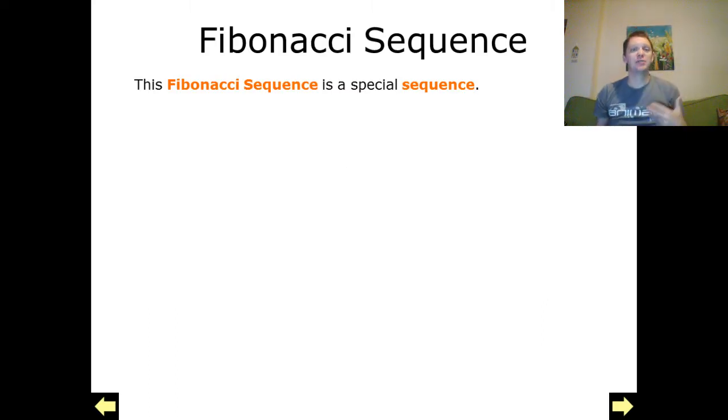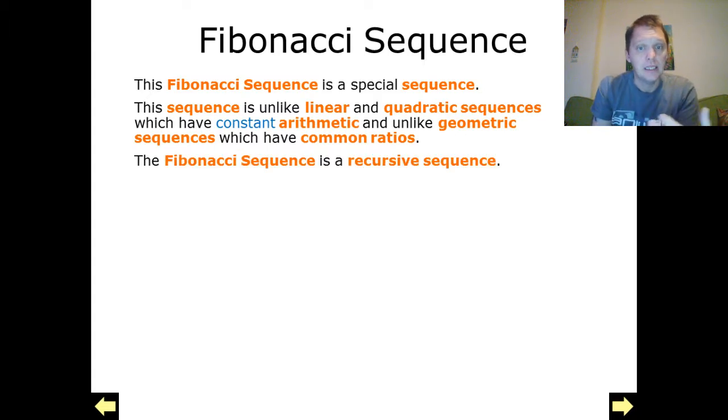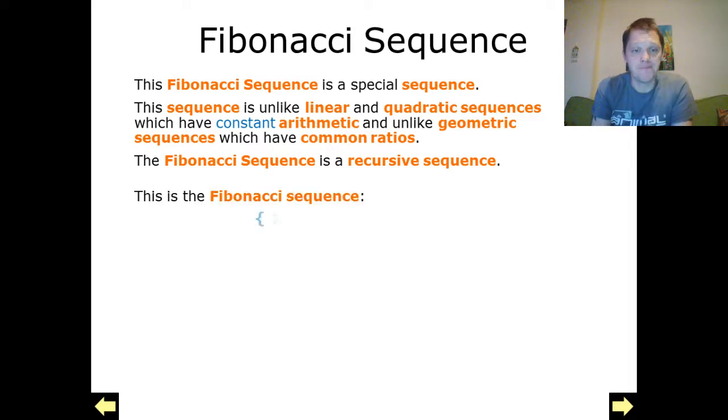So the Fibonacci sequence is a very special sequence. It's not like the linear nth term sequences. It's not like quadratic sequences where those go by constant numbers, so what we call arithmetic sequences. And they're not the same as geometric sequences where it has common ratios. It has common multiples, which it's going up by. We call the Fibonacci sequence a recursive sequence.